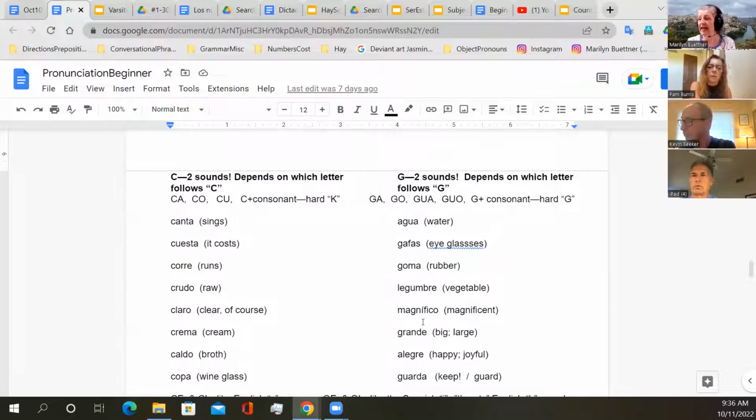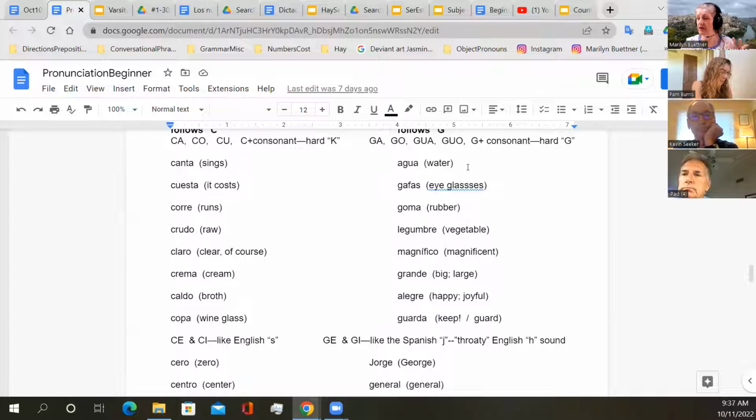So, letra G. The easy part is going to be the hard G sound, because it's what you expect. That's when the letter after G is an A, an O, a U, or a consonant like in GL or GR. In other words, G and a consonant. So it's what you expect. I want you to practice these words with me.